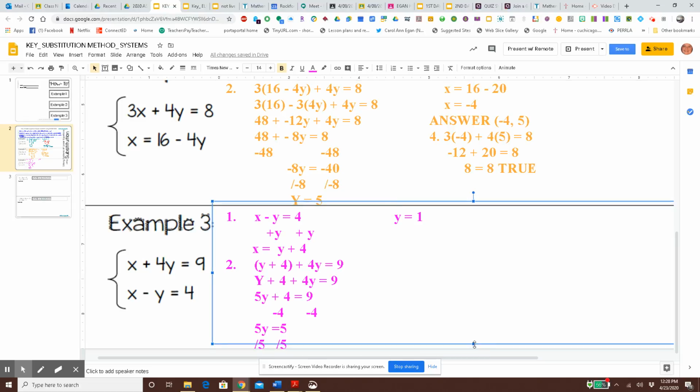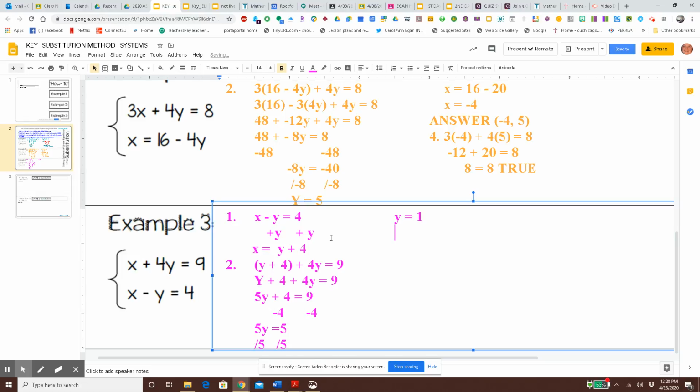Move my text box up a little bit, make it just a little bigger so it includes that. So y equals 1. Now we're on to step 3, solving for that second variable. Remember, we need to find the coordinate point, so just finding the value for either the y or the x alone is not good enough. I can substitute this into either equation. I'm going to put it into the second one, see how that works out.